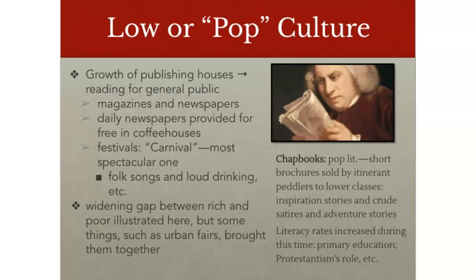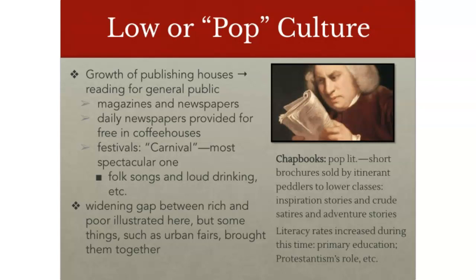But some things like urban fairs brought people together. So sometimes you would get more of a mixing of classes. Chapbooks were a form of popular literature. They were kind of short brochures sold by itinerant peddlers, meaning people that had little wagons that they pushed and went from town to town to sell to people, to the lower classes in particular.